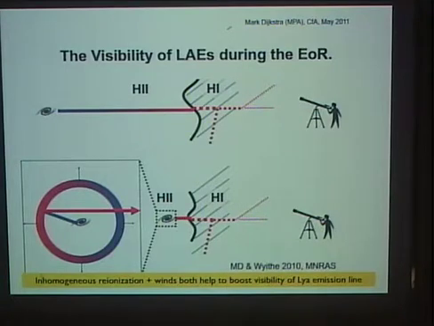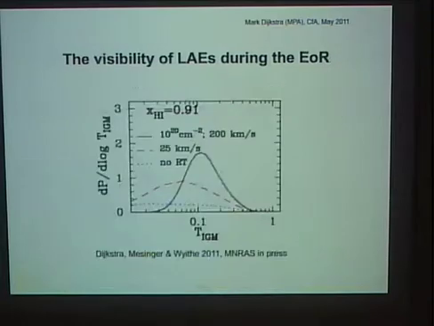So I think inhomogeneous reionization would be considered very mainstream. Galactic winds are considered very mainstream in the Lyman alpha transfer community. So when you just combine these two simple ideas, it actually becomes more and more easy to detect Lyman alpha emission even through completely neutral media.